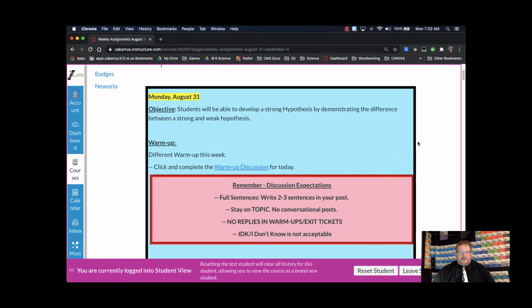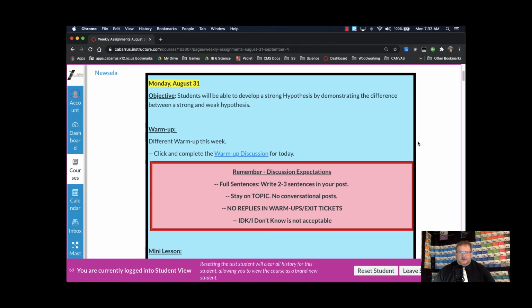So our warm-up this week is going to be a little different than it was last week. I'm going to walk away from the maps for a while, and I want to focus on a little bit of writing. So for this week, I want to go over discussion expectations. Here we are in the center in the red box. Remember, full sentences. Write 2 to 3 sentences in your post. Stay on topic. No conversational posts. And in the warm-ups and the exit tickets, you are not going to reply to anybody. So you're just going to make your post and your post only.